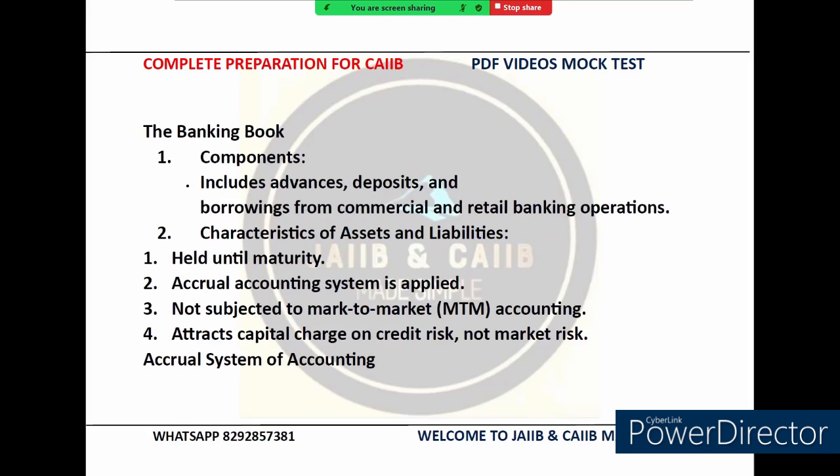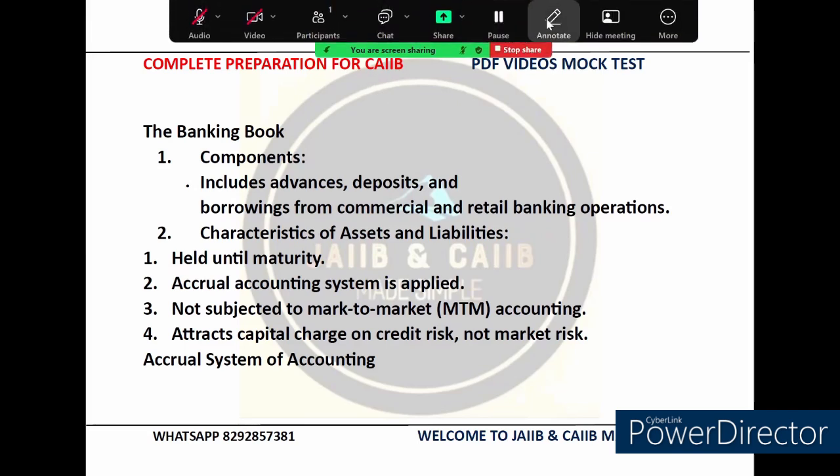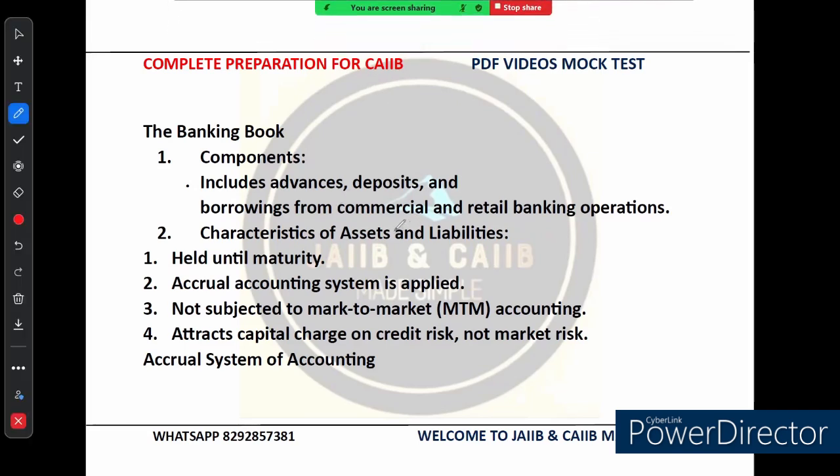Banking book is where a bank holds long term assets and liabilities that it doesn't plan to sell right away. This includes things like loans and advances, deposits from customers, and borrowing from other commercial banks. In simple terms, banking book is where the bank keeps things that it intends to hold on to for a long time, unlike the trading portfolio, which is more focused on short term buying and selling.